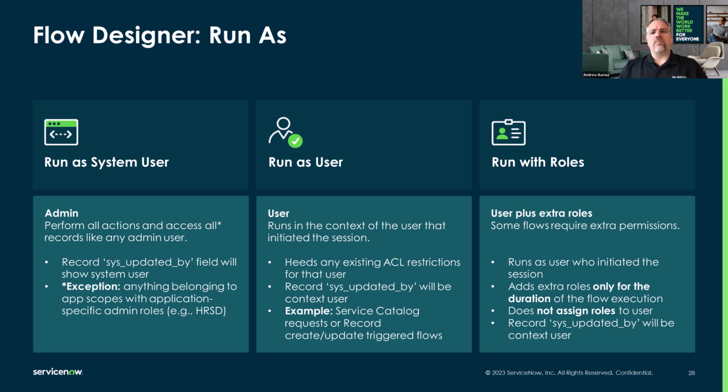And the last one is run with roles. And so this is a scenario where you don't want to run as system, and you're kind of running as the user, but you're adding a layer on top specifically for that flow to add an additional role. So it's kind of like you're instantaneously granting a user a role, running that flow, and then removing that permission immediately before they can do anything else.